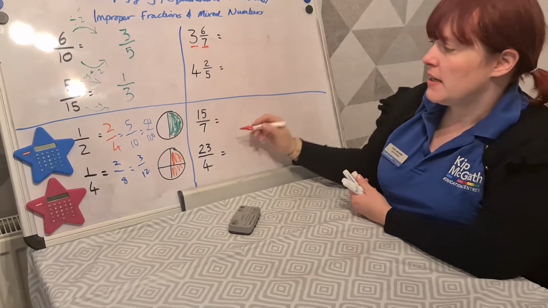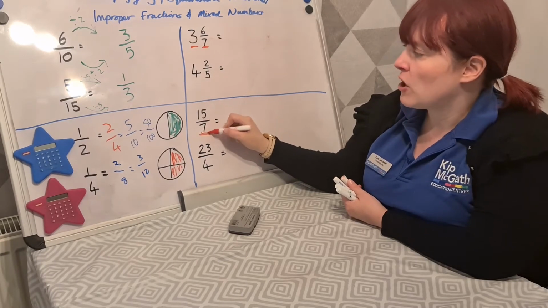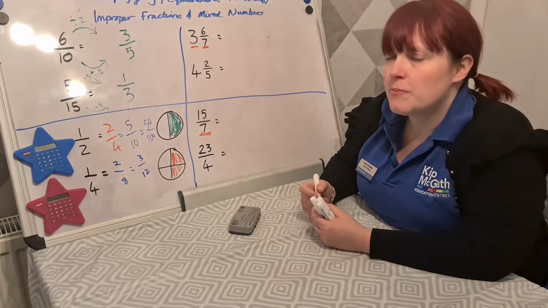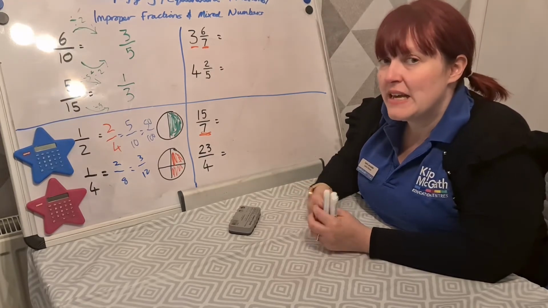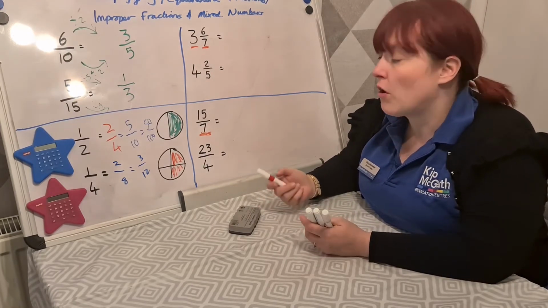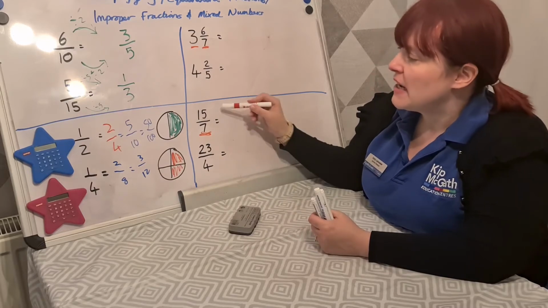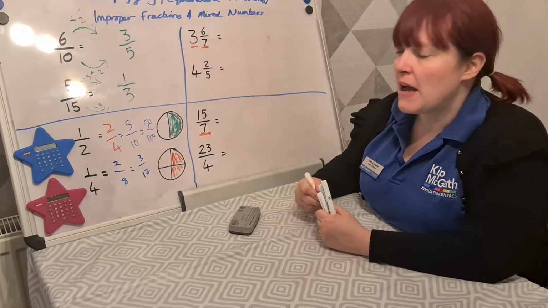So it's a mixture. This one here is what we call an improper fraction, because a proper fraction by its term should be less than a whole, less than 1. Okay, improper is where we've got a bigger number on the top than we have on the bottom.